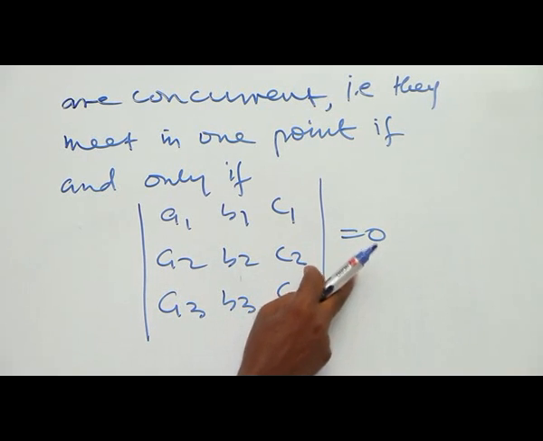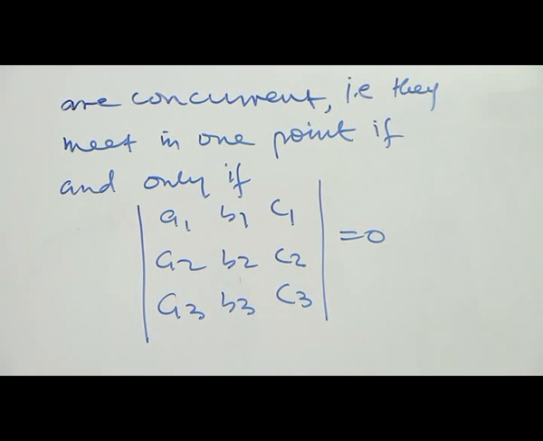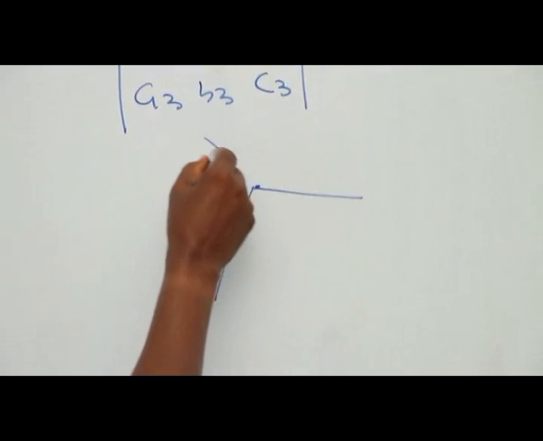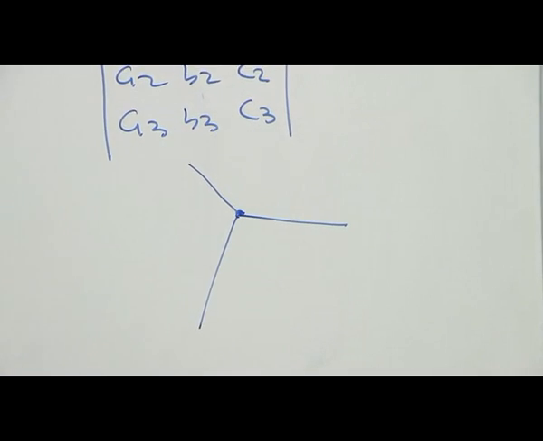If it is equal to 0, then we say that those 3 lines are concurrent lines, which means they meet at a point. Possibly they have something like this, they have something like this, and they have something like this. They are all meeting at a point, concurrent lines.